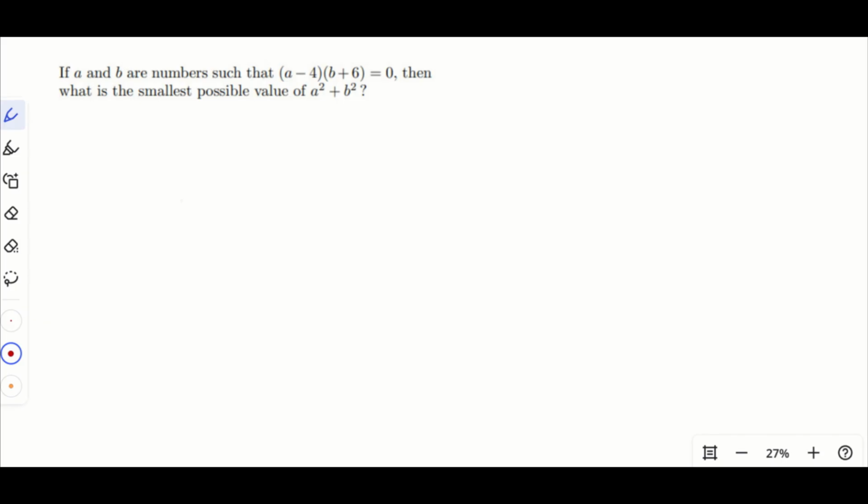So the question is, if a and b are numbers such that a minus 4 into b plus 6 is equal to 0, then what is the smallest possible value of a square plus b square? So this is what we have to find. Here is a short SAT style algebra question that uses the zero product property. So what we are using here: zero product property.